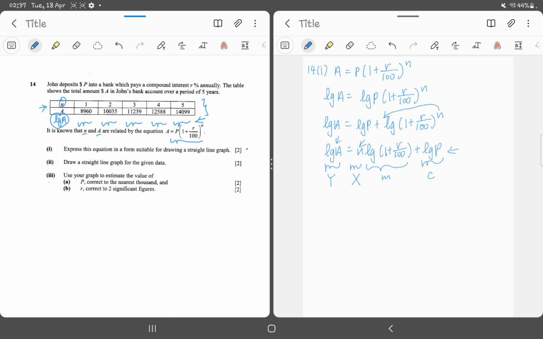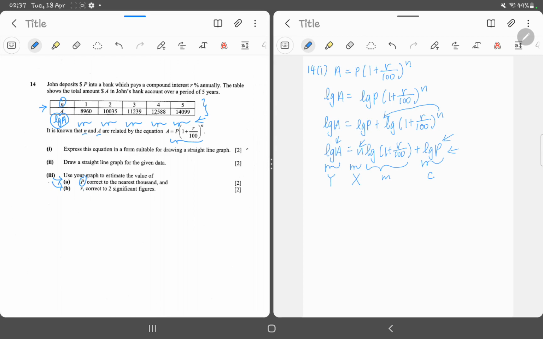And once you have drawn the straight line graph, we can proceed to III part A. How do I find the value of P? So from the graph, you can deduce the value of the vertical intercept. You equate that value to LGP, and then you can find the value of P directly.